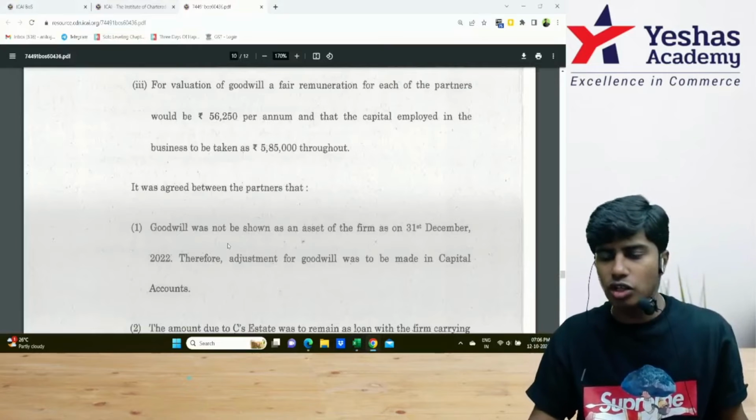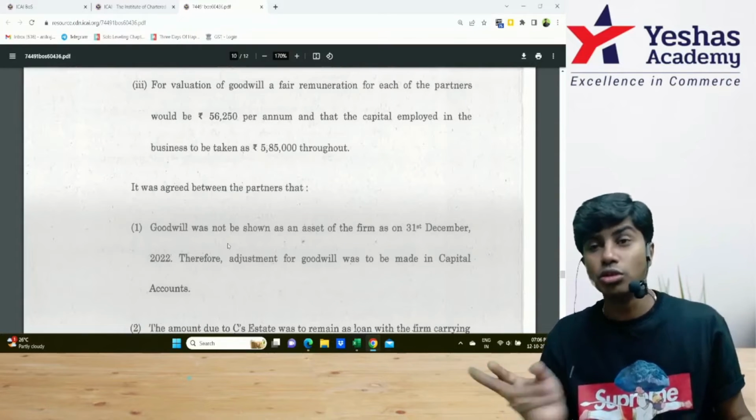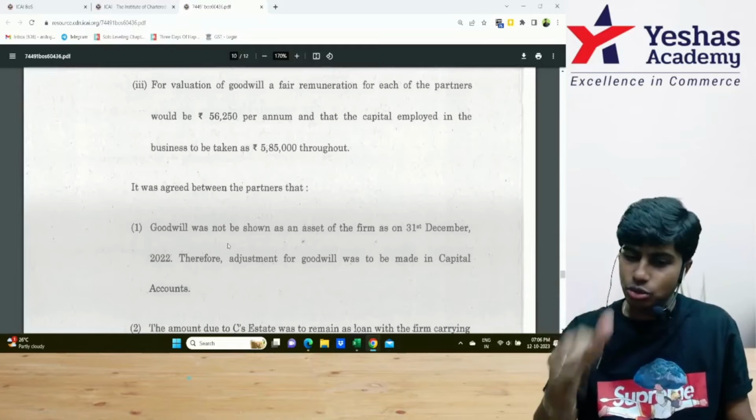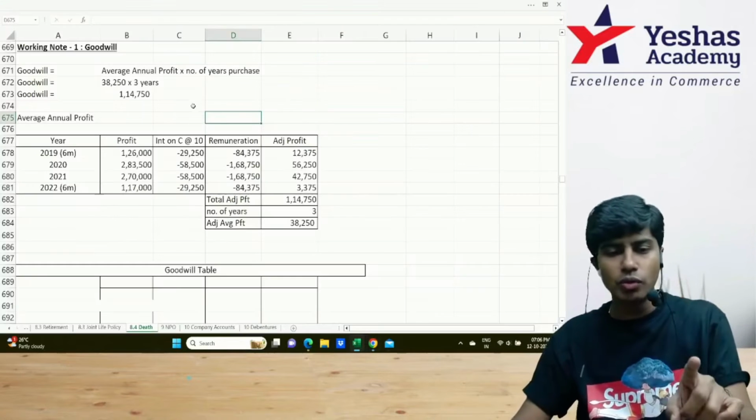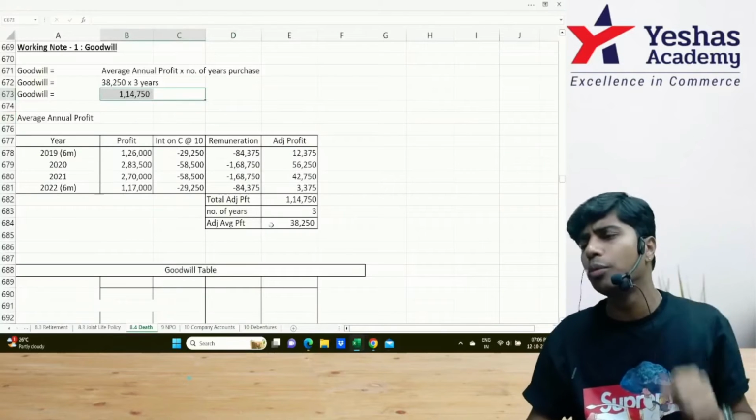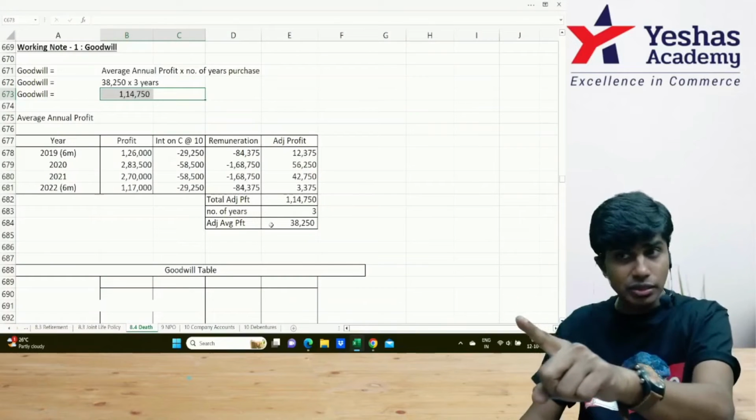Goodwill was not to be shown as an asset in the books of the firm. So raise it and write it off, or adjust it through the capital account. Now tell me, this goodwill of 1,14,750 belongs to whom? All the partners, correct or not?